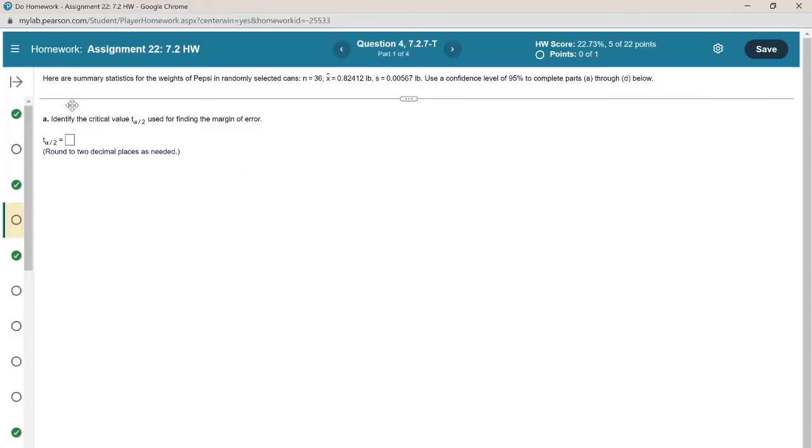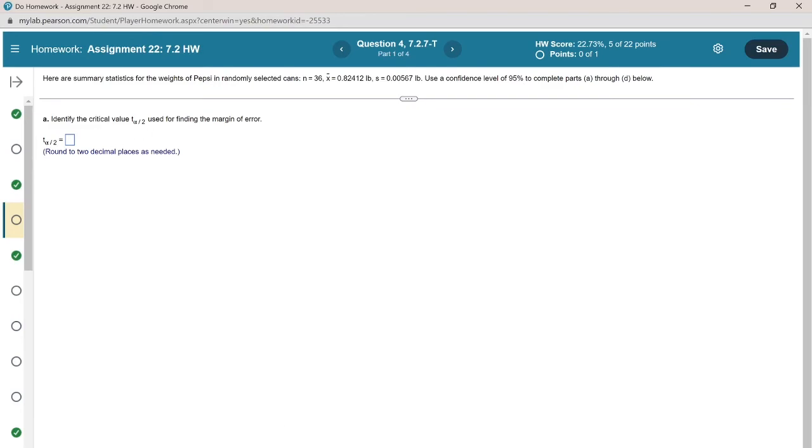Okay, so let's look at one problem where we need to find the t-value. So this is the problem we have been given. Here are the summary statistics for the weights of Pepsi in randomly selected cans. The sample size is 36. The average is 0.8241 pound, and the standard deviation for that sample is 0.00567 pound. Use a confidence interval level of 95%.